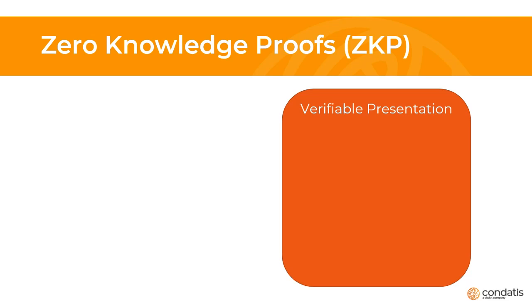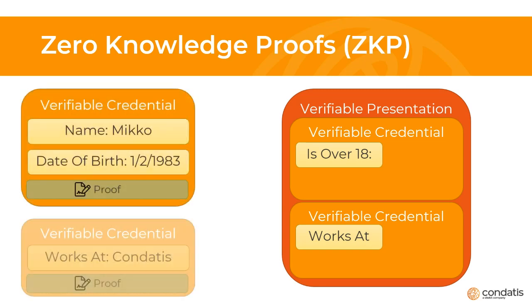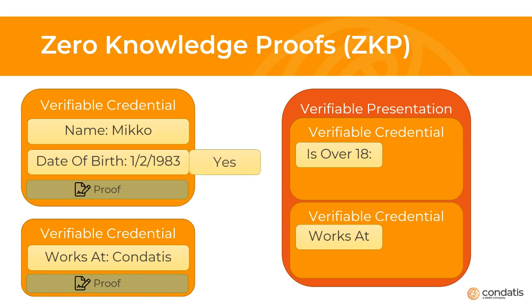Let's take a look at the example of using zero-knowledge proofs. In the example, the verifier requires two pieces of information. Is the subject over 18? And where did they work at? The holder, in this case, has two separate credentials that can be used to provide the information. So is over 18 can be derived from the date of birth. And the workplace can be taken from the second credential.